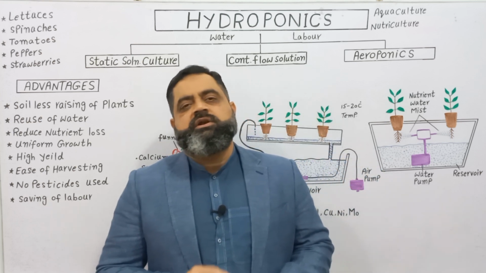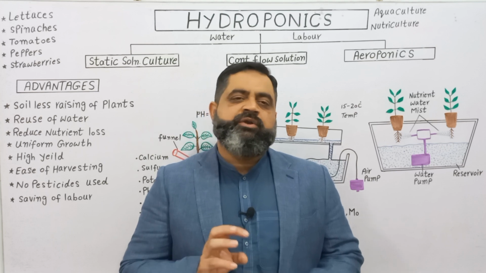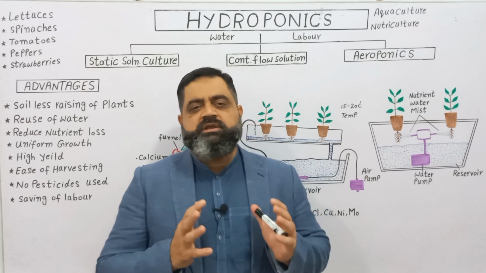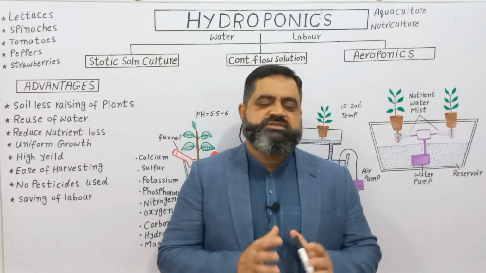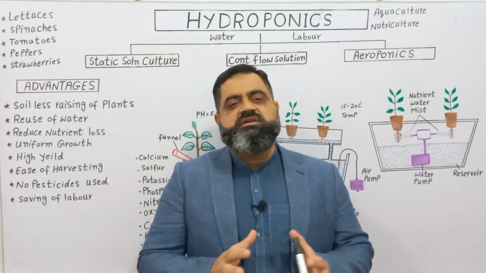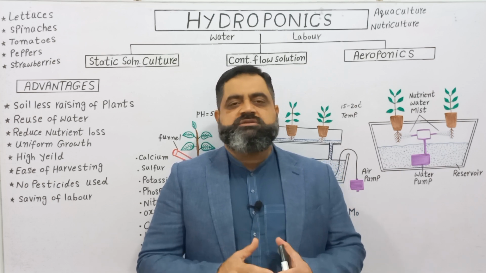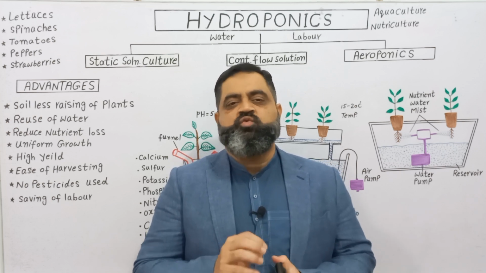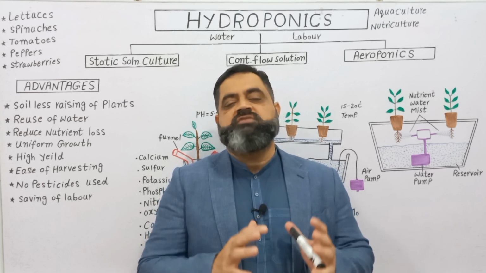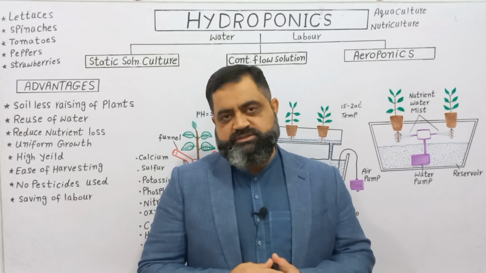If we look at the literal meaning of hydroponics, hydro means water and ponics means labor. It means that hydroponics is a method of growing plants in which water is utilized, and plants are grown in aerated water to which mineral salts have been added, and there is no need for soil to grow plants.